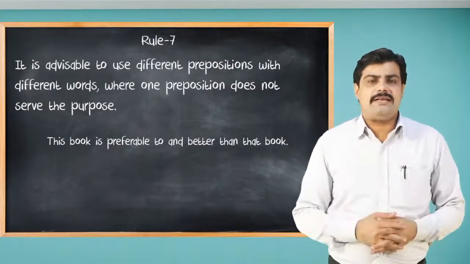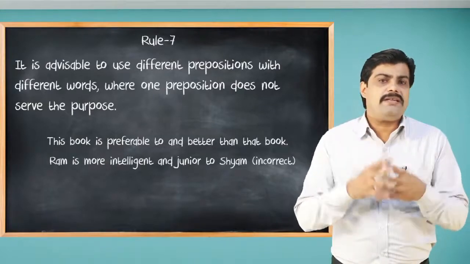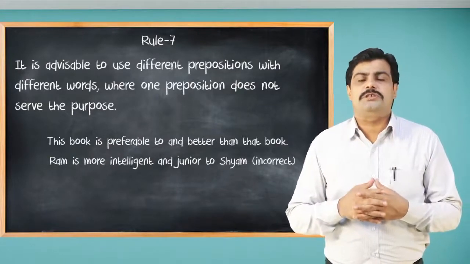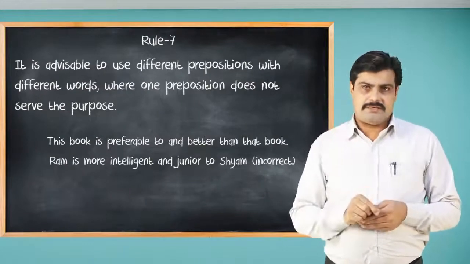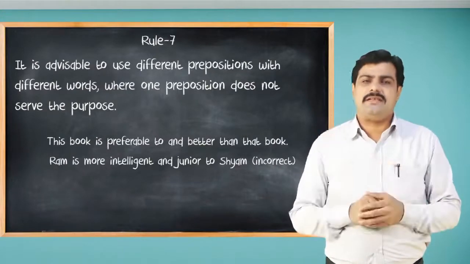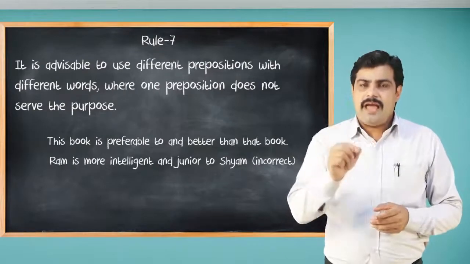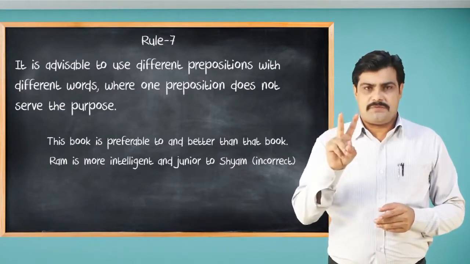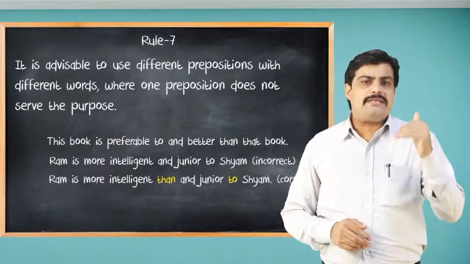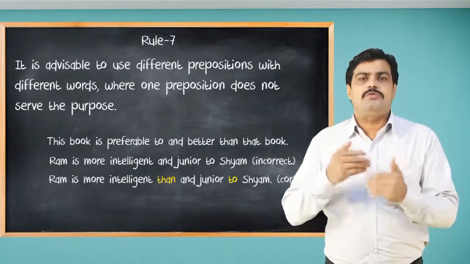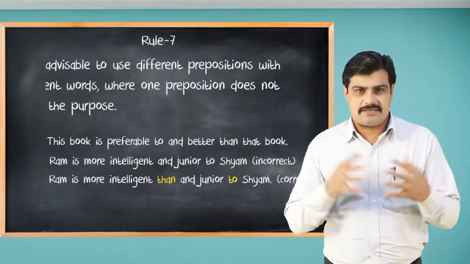Now let's take another sentence. Ram is more intelligent and junior to Shyam. There is the same problem in this sentence. You can say there is the same mistake in this sentence. We have to use two prepositions. For example, Ram is more intelligent than and junior to Shyam. Now the sentence is correct.